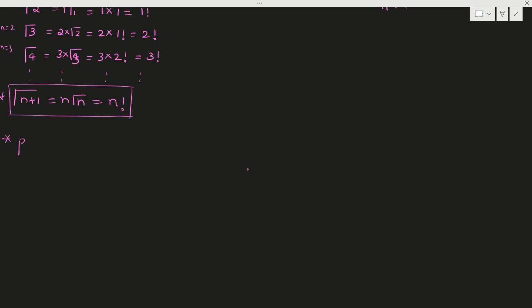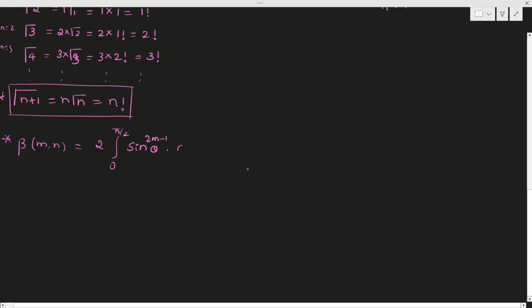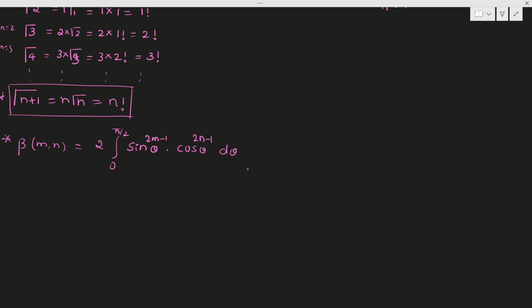We'll discuss another property, that is beta of m comma n is equal to 2 times integral from 0 to pi by 2 sin raised to 2m minus 1 of theta into cos raised to 2n minus 1 theta into d theta. This is one property of beta function.